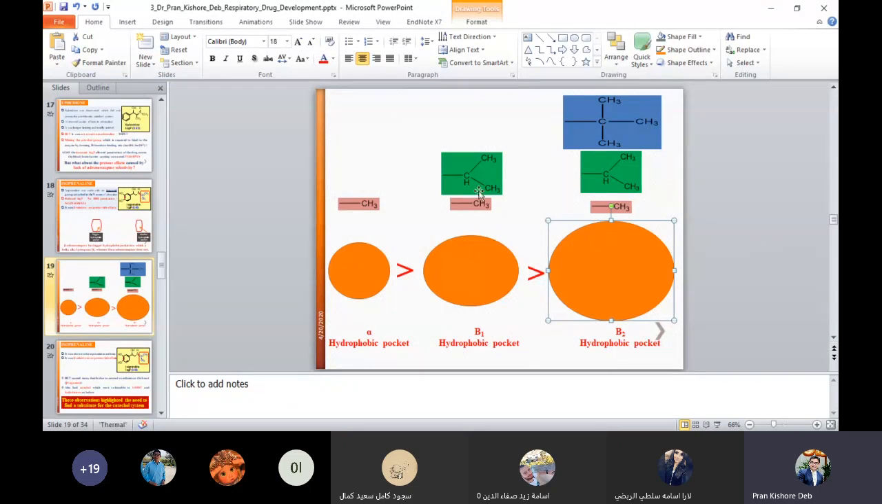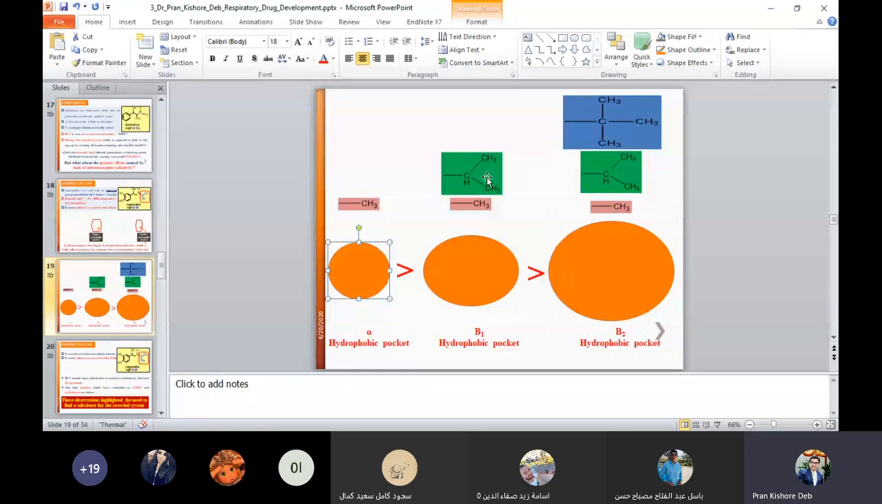Now, when you change the methyl to isopropyl, isopropyl is big enough that it will not fit into the alpha hydrophobic pocket. Do you understand what I said? So it will show no pressure effect. But isopropyl can bind to both beta 1 and beta 2. So what side effect will you see if it is isopropyl? Cardiovascular side effect. So the drug having isopropyl will still show the cardiovascular side effect, but it will not show the pressure effect.